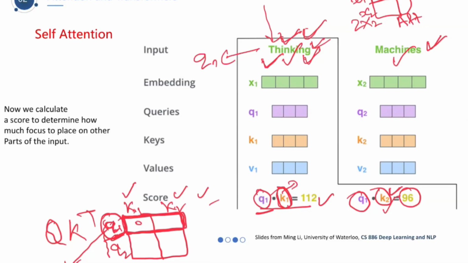Okay. So Q1 into K1. Q1 is this, K1 is this, and that will give you this. It's just doing the dot product. Then we have Q1 here, and then we have K2 here. That is giving this value.